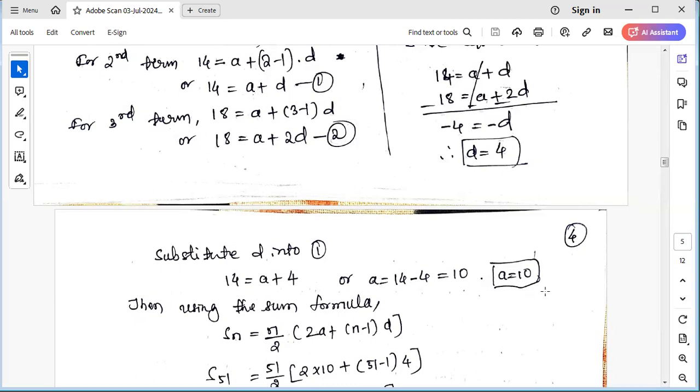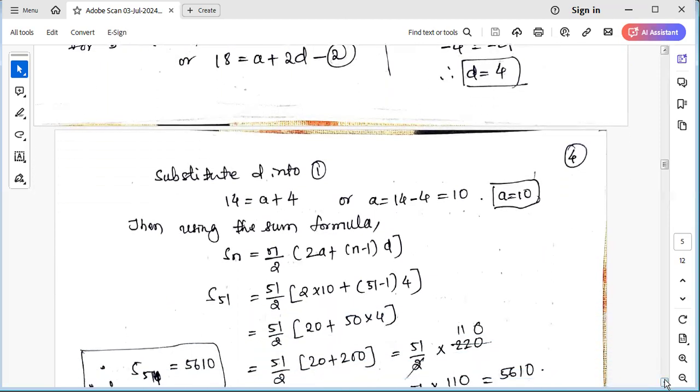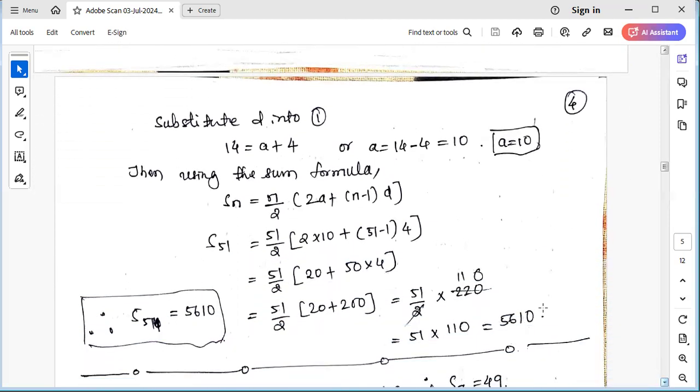Then by making use of this a and d, we can determine the sum of the 51 terms. So use the sum formula. S51 is equal to 51 divided by 2 into 2a, 2 into 10, plus n minus 1, because here n is 51. So it is 51 minus 1 into d, which is 4.